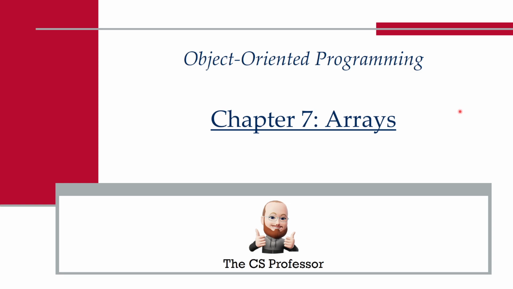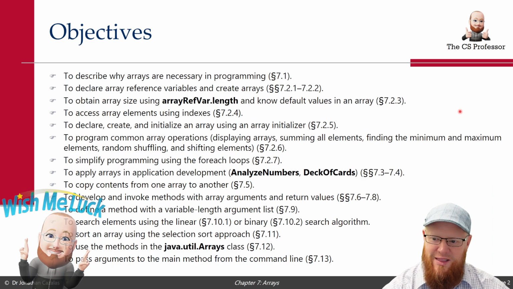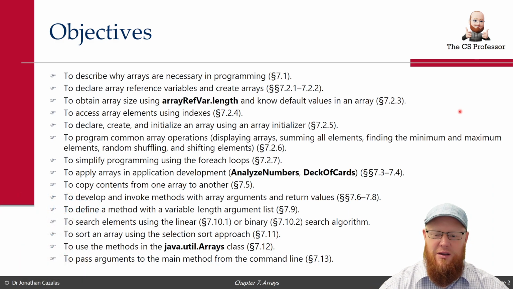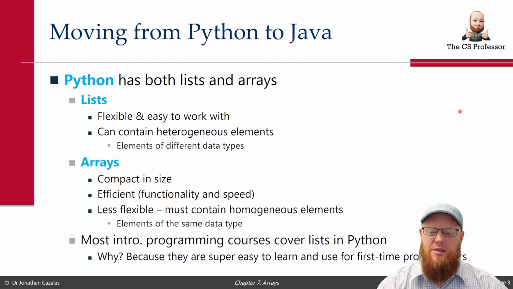Here we go. Chapter 7, Arrays. It's going to be fun. Wish me luck, as I say. We're going to be talking about arrays in Java, how they compare to a Python list, even how they compare to a Java array list, which is more comparable to the Python list.